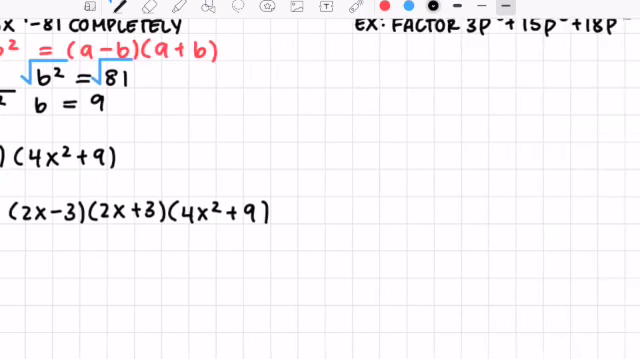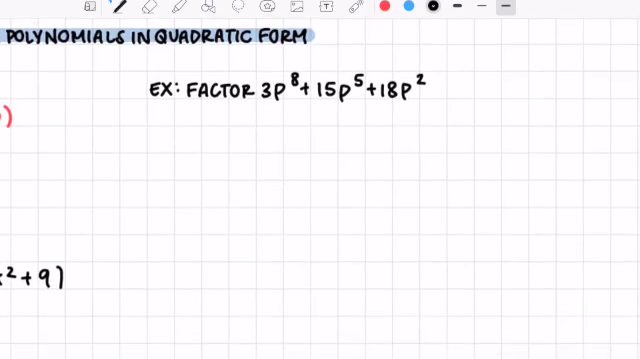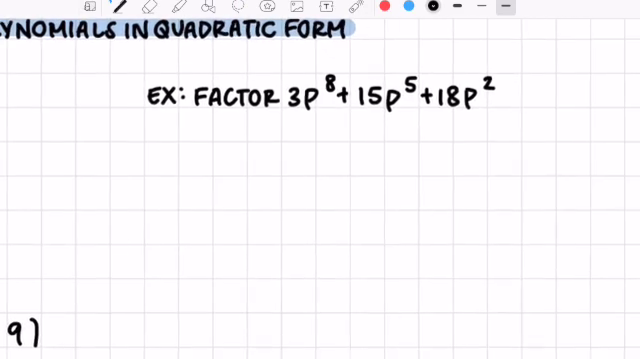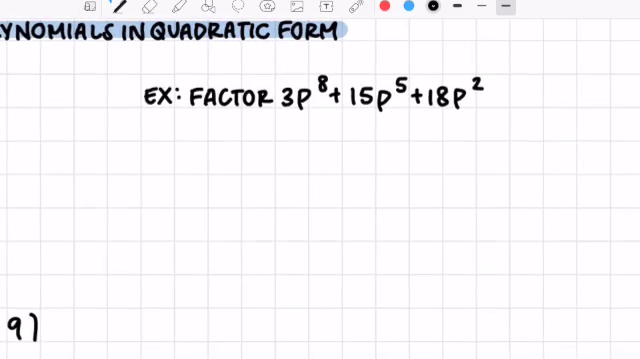Let's try out one more problem. This one we're factoring out completely. 3p to the power of 8 plus 15p to the power of 5 plus 18p to the power of 2.